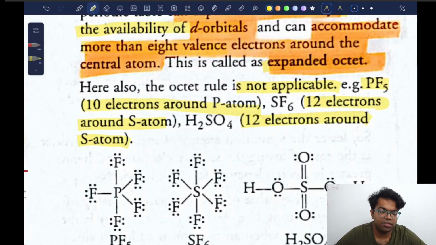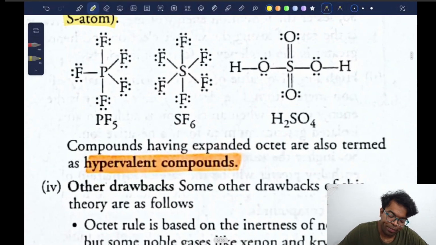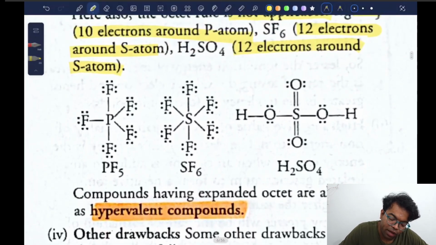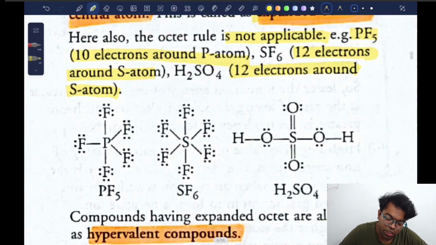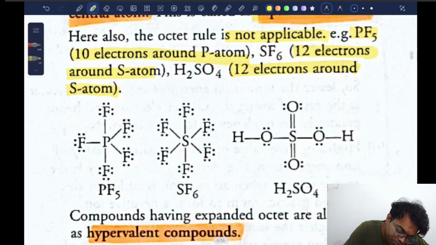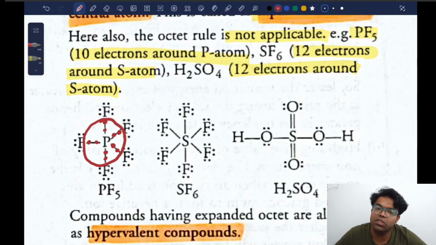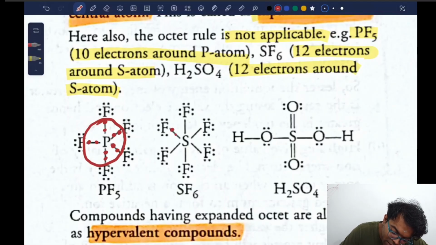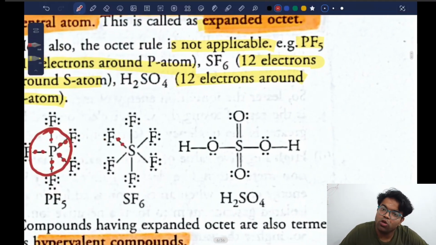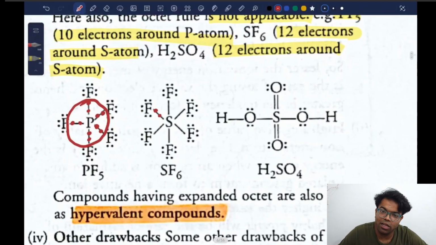So the octet rule is basically a hindrance. It is not showing you the full picture of what the molecule should look like. Did you understand this? See, PF5, how many electrons is it sharing? It is sharing 10 electrons. So basically, phosphorus is having 1, 2, 3, 4, 5, 6, 7, 8, 9 and 10 electrons in its valence shell. Sulfur is having 1, 2... just like this, it is going to have 12 electrons in its valence shell. Did you understand the logic, what I'm trying to say?